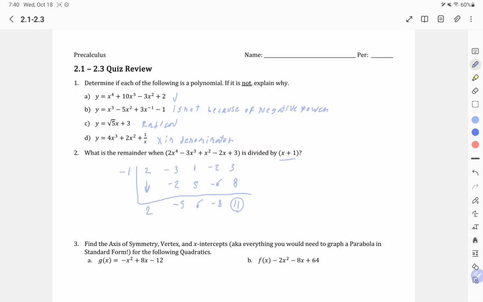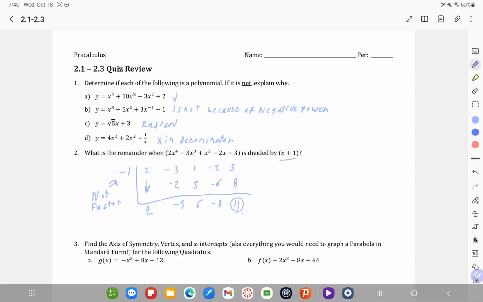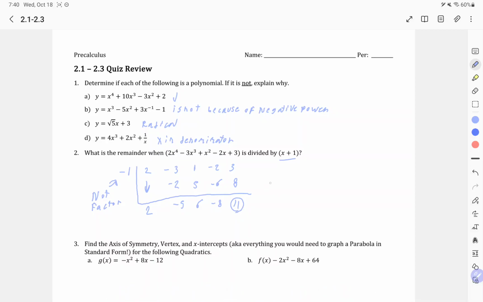So since our remainder is 11, we would actually write this whole equation like this. This is not a factor. So this, first off, let's just get this straight. Not a factor, because it does not have a remainder of 0, right? And now we have to just write it like this, right? So it says 2x, but it's 1 placeholder less. So it's 1 power less. So sorry. So x is actually 2x to the power of 3 instead of 2x to the power of 4.